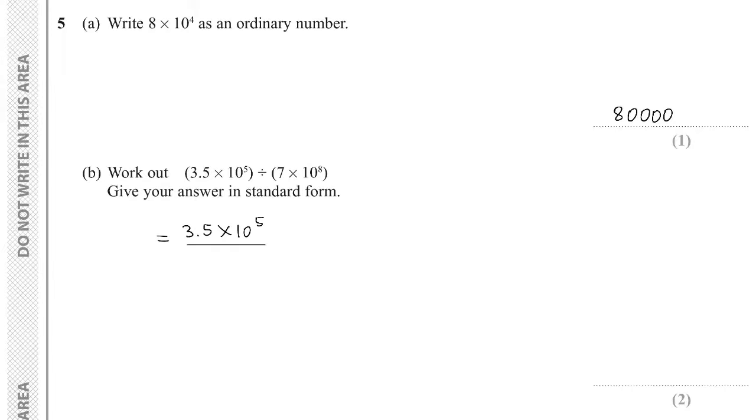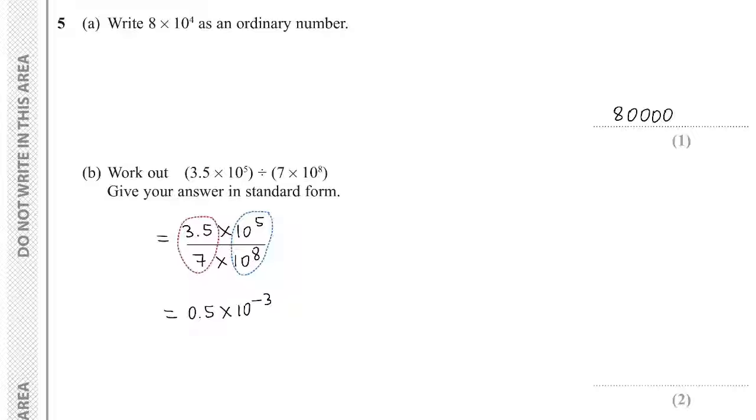I like to show the division as a fraction because then I can consider the numbers with numbers and the powers of 10 with powers of 10. Now, 3.5 divided by 7 is 0.5, and then 10 to the 5 divided by 10 to the 8 is 10 to the minus 3, because we are deducting the powers.